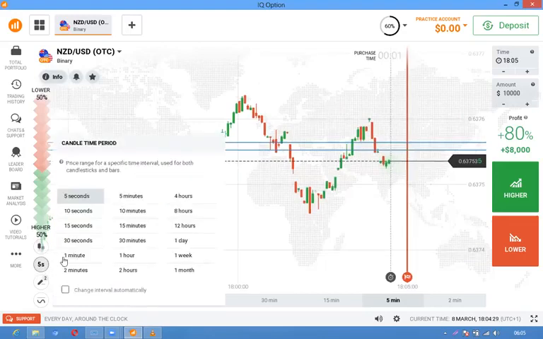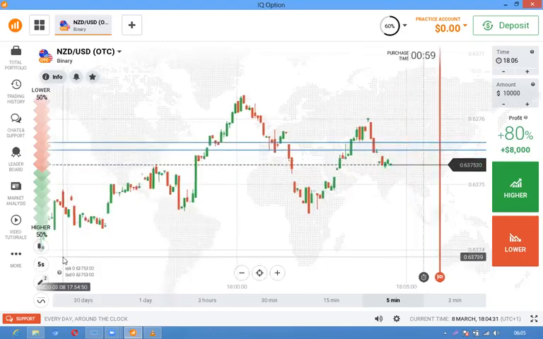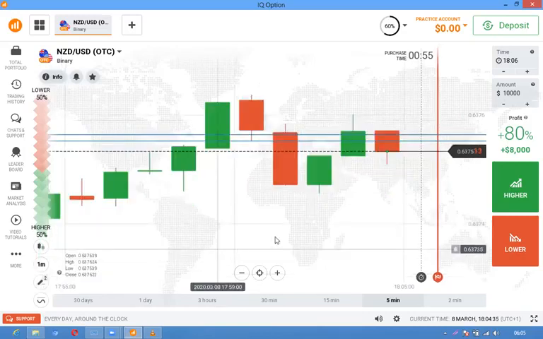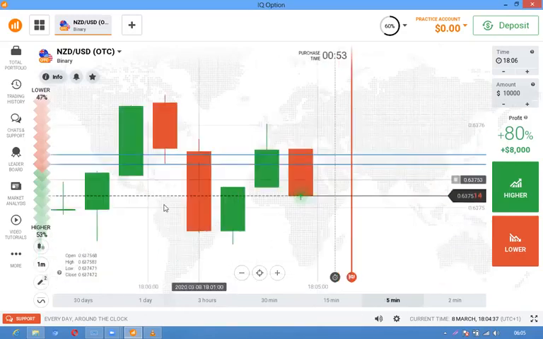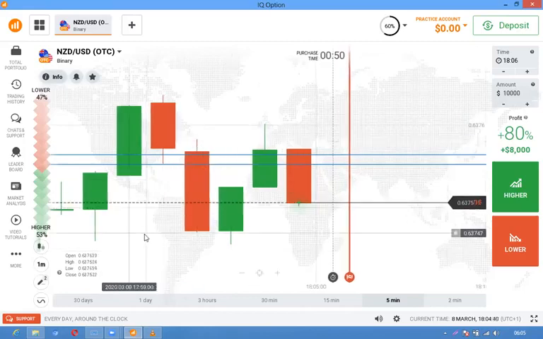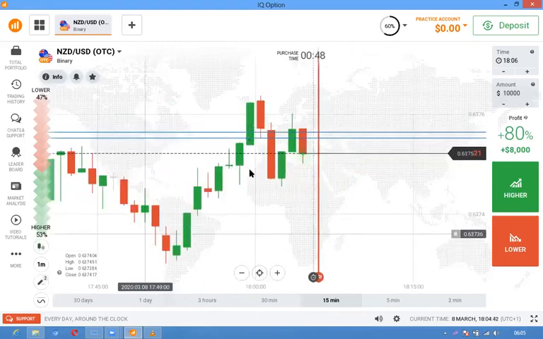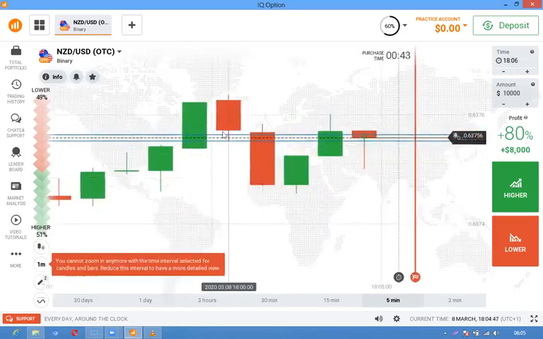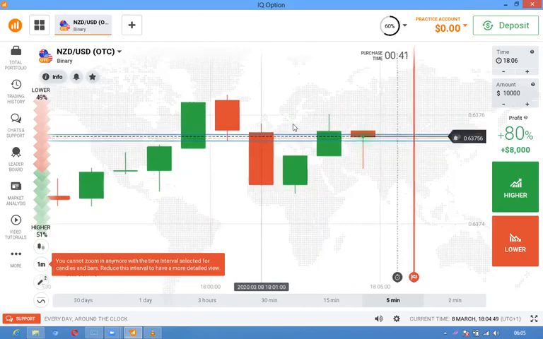Okay, I'm trying to change it to 1 minute. Now OTC market is very dangerous, and you should not always trade on OTC market. You can also apply this strategy on good market, on real market, not OTC.